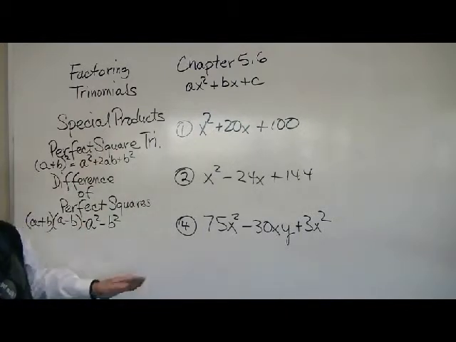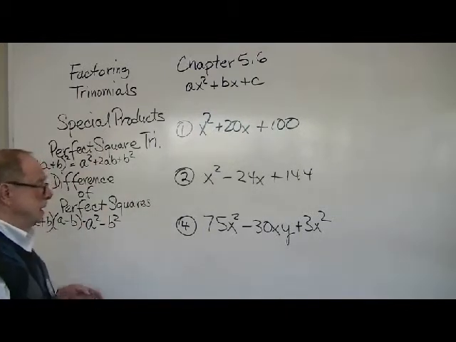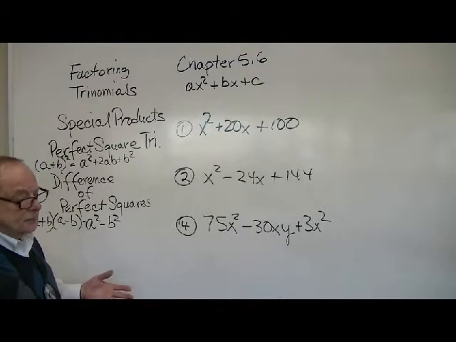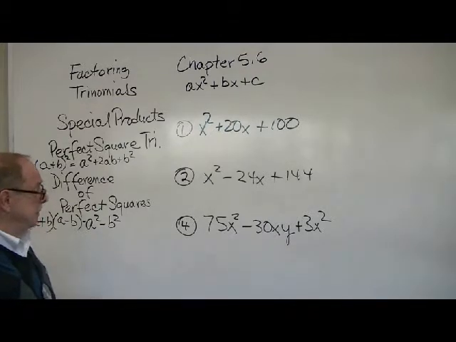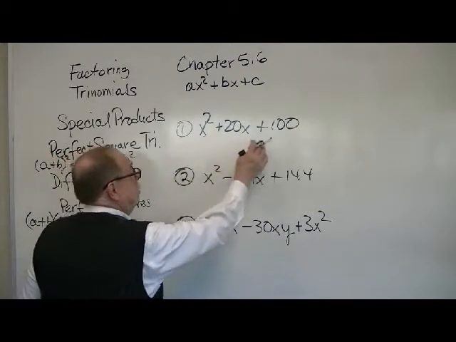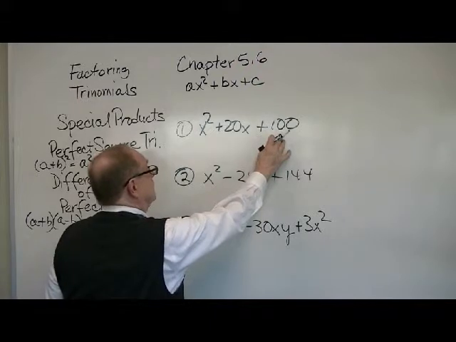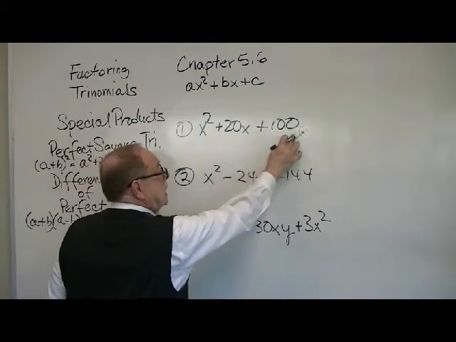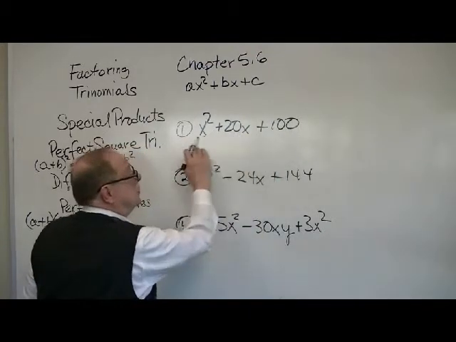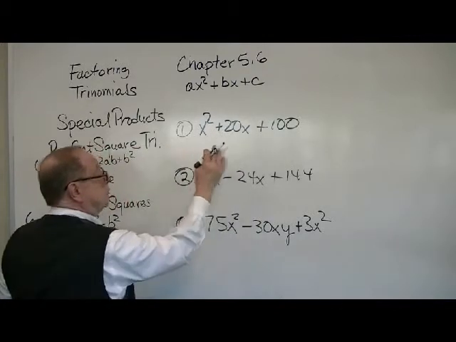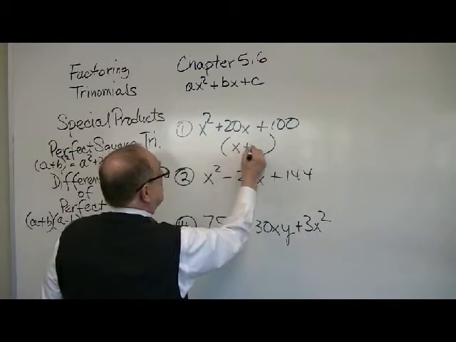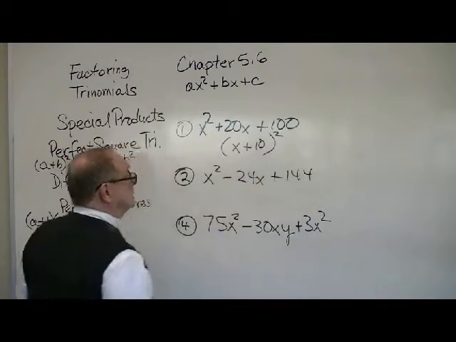So what we try to do when we're factoring is to recognize if we have any of these special products, they tend to factor very easily. And there's some hints. As we look here, this is a perfect square, 100 is a perfect square, and the square root of 100 is 10, and if we double 10 we get 20. So this is a perfect square trinomial that will factor into x plus 10, the quantity squared.